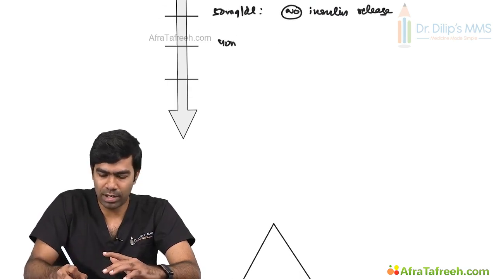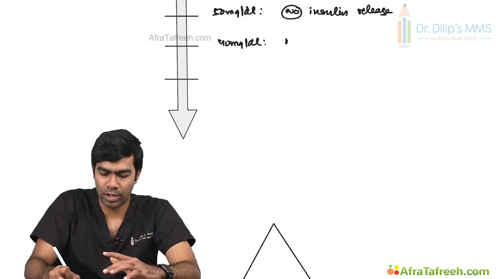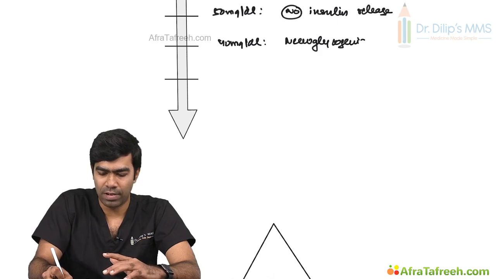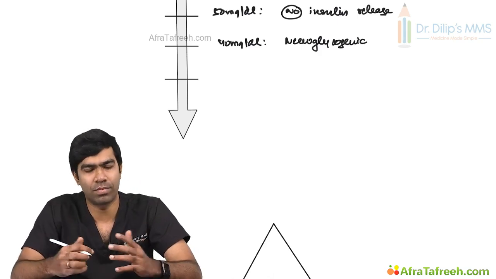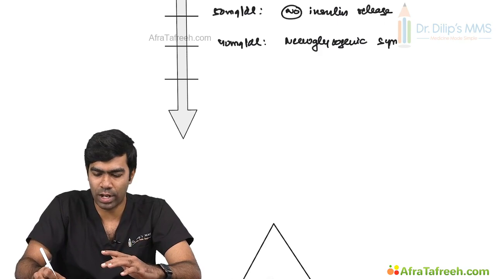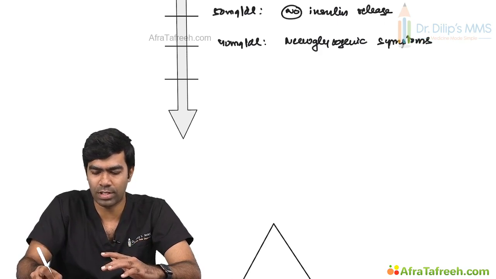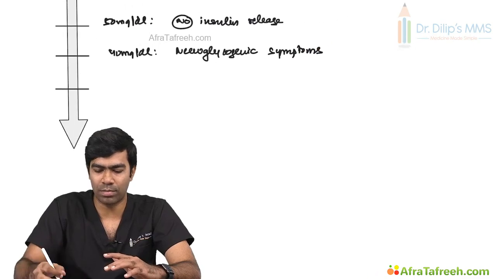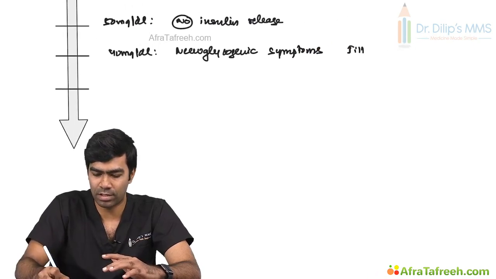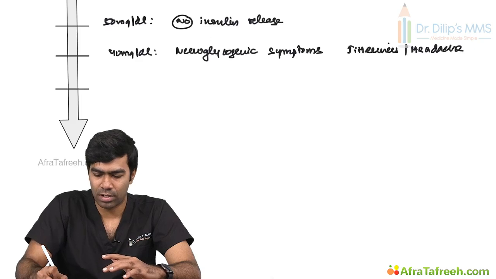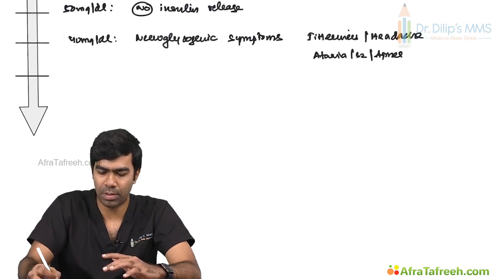At around 40 milligrams per deciliter, you are going to get neuroglycopenic symptoms. And once again, this is a little variable depending on the phenotypes which I have told you already. So they are going to get neuroglycopenic symptoms under normal physiologic states, which includes symptoms like jitteriness, headache, and in fact even severe symptoms like ataxia, seizures, apnea, and even coma. They can be completely knocked out.